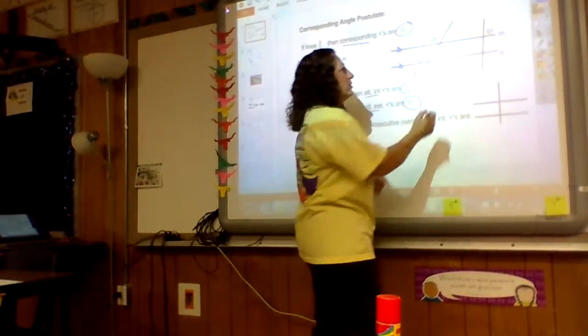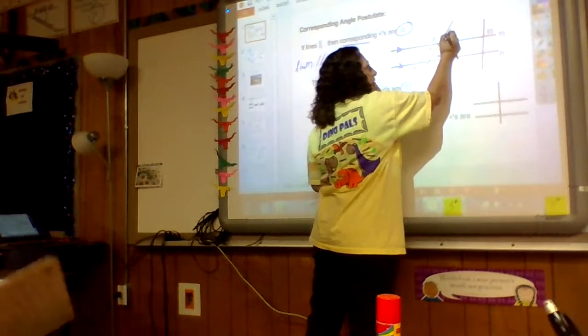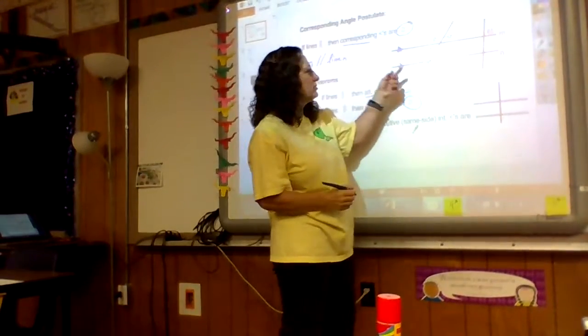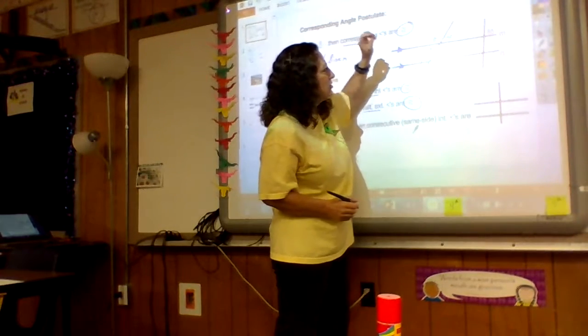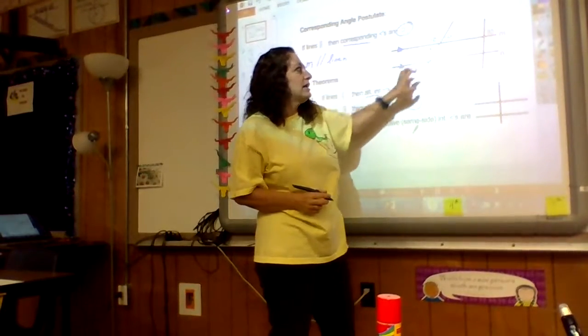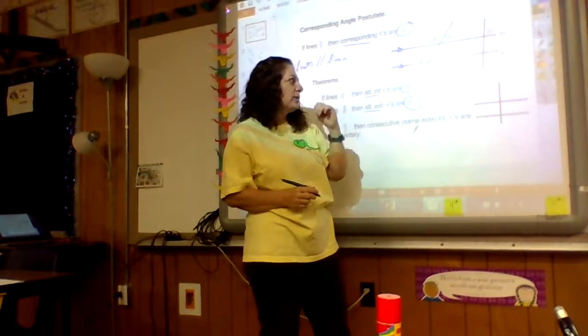We have a vertical angle. Y'all fill in with me. This one's 70. We have a corresponding. This one's 70. And we have a vertical angle. This one's 70. And then back to alternate interior angles are congruent, alternate exterior angles are congruent, and the corresponding angles are congruent. So that gets all 8 of our angles just by knowing one of them, if the lines are parallel. That only works if they're parallel.